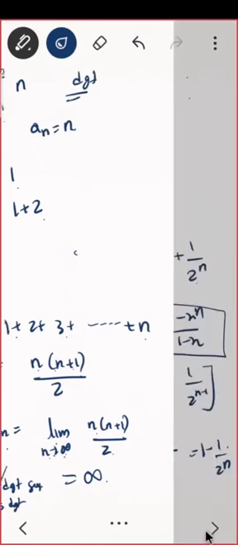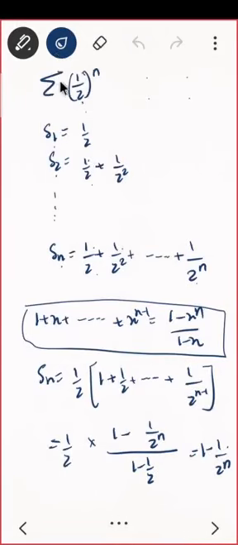Okay, let us see the next one. Suppose I am having this series, summation of 1 by 2 raised to n. That means what? What is S1? This is 1 by 2. What is S2? This is 1 by 2 plus 1 by 2 square, and so on. What is Sn? 1 by 2 and so on, up to n terms. Correct?